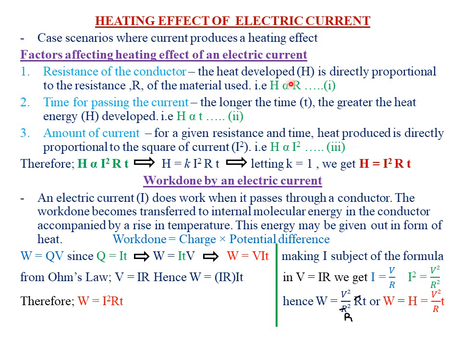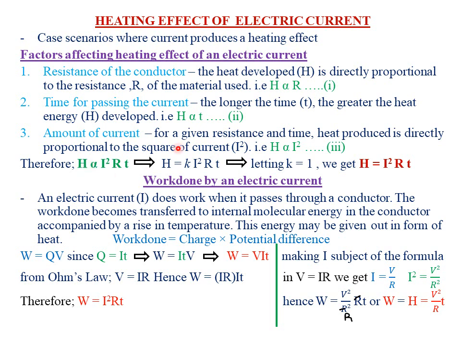Now, if I combine equation 1, equation 2, and equation 3, we shall have the following. From equation 1, we can see that H is directly proportional to R. From equation 2, H is directly proportional to T. Then from equation 3, H is directly proportional to the square of current. So if I combine all these three equations, I'll just take one value of H.